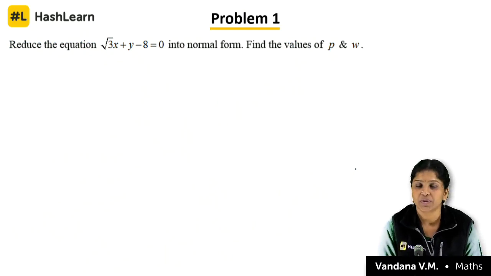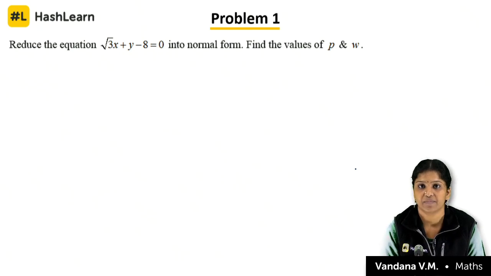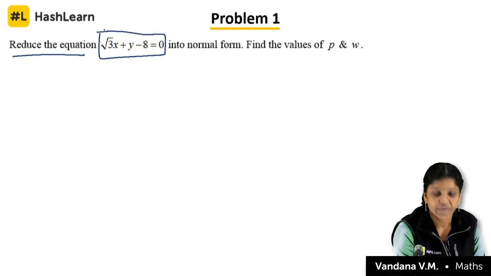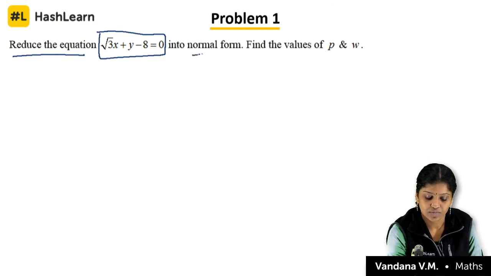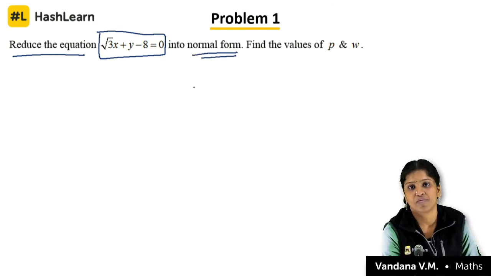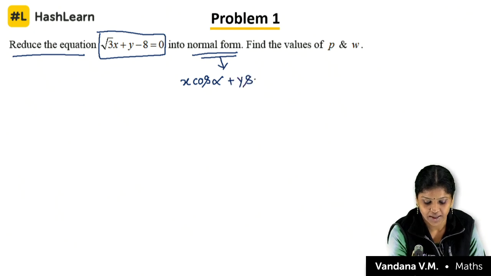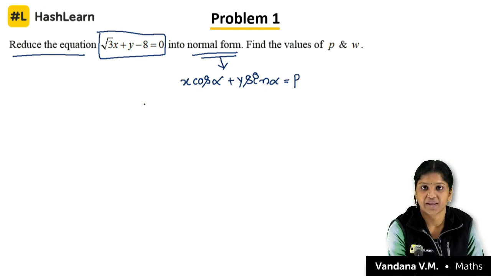First we will do some problems on it, and then I will teach you how to find the distance from a point to a line. Okay, so let me do this. Reduce the equation: they gave one equation and they are telling us to reduce it to normal form. What is called normal form, children? x cos alpha plus y sin alpha is equal to p, in that format.